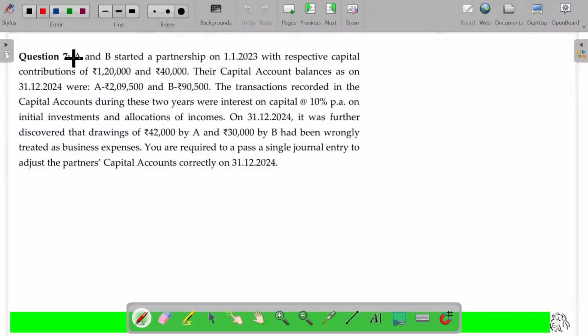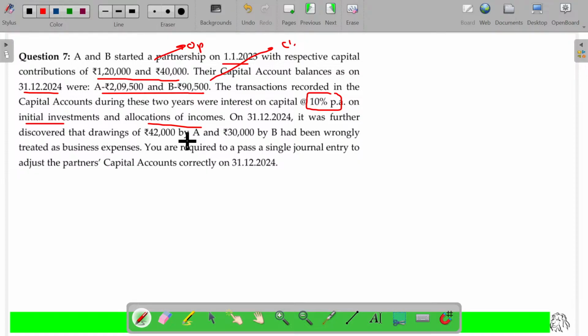Now come on. Try to solve this one. A and B started a partnership on 1/1/23 with the respective capital contributions of 1,20,000 and 40,000. Their capital balance as on the year end being this much. This is opening capital. This is closing capital. The transactions recorded in the capital accounts during these 2 years were interest on capital 10% per annum on initial investment and allocations of the income. So two things were added.